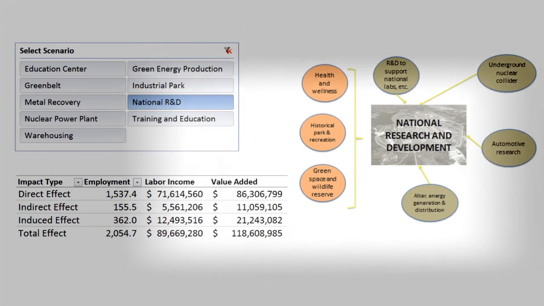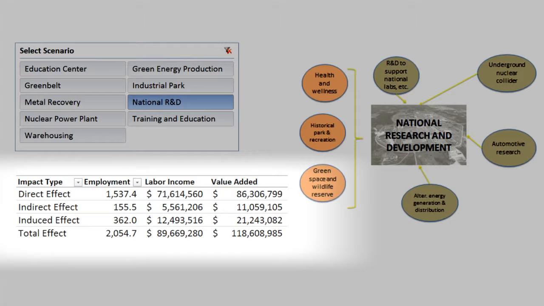And in terms of impacts, it's one of the highest. You can see that the direct effect here is about 1,500 jobs in terms of employment. The labor income tends to be also very high, almost $71.76 million in labor income, and the value added is about $86.3 million. Again, when we consider additional impacts, the impacts are going to be even bigger.